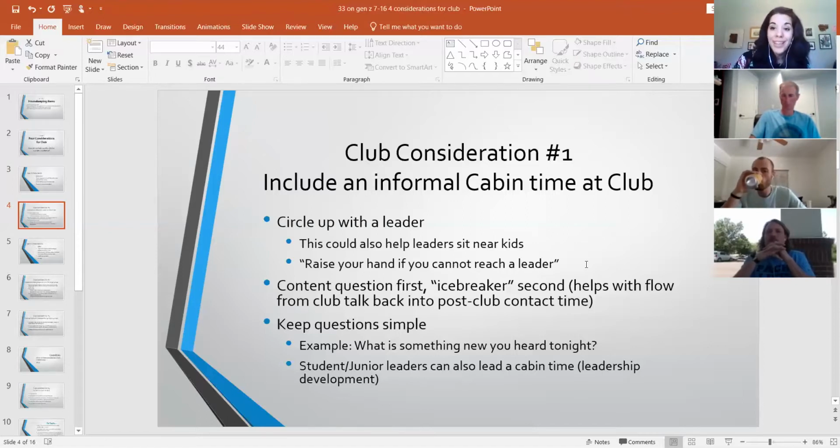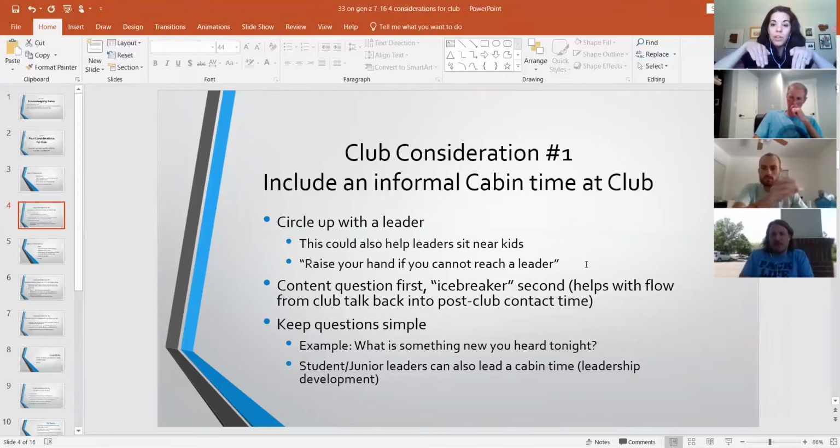I would do a content question first, not an icebreaker. So it's reversed from a normal cabin time. And the reason is this: the club talk sets a mood. We'll go straight into the conversation. Then the icebreaker helps us go back into that post-club contact work hangout time.